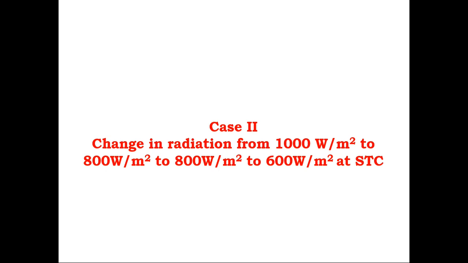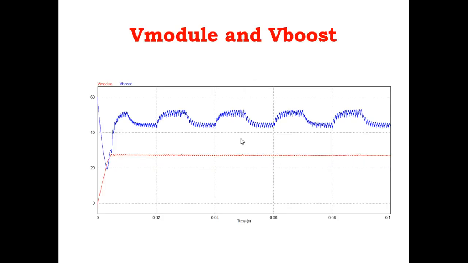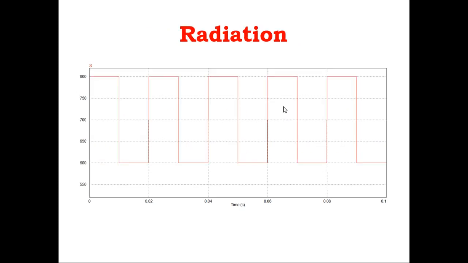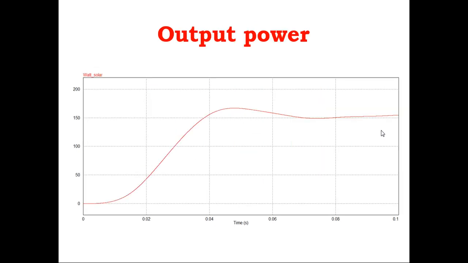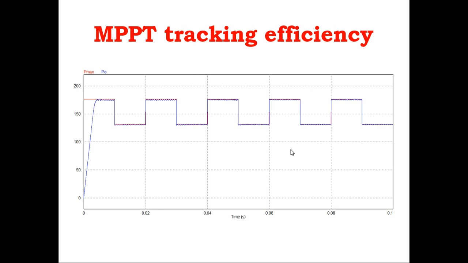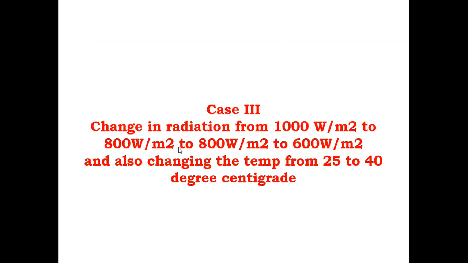Why? Because the perturbation has to be introduced, otherwise the algorithm cannot suitably work. So this is the module voltage, the boost voltage. This is the radiation pattern we have followed. This section is my output power. See, it is reduced compared to what it was between 1000 watt per meter square and 800 watt per meter square. This is the MPPT tracking efficiency. This is our maximum power, and this blue one is our tracked power.